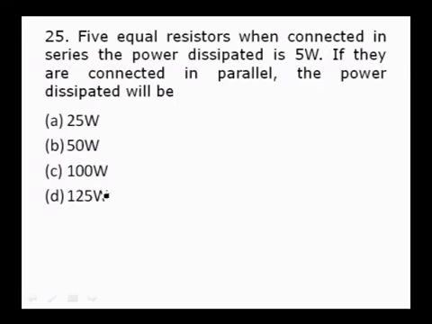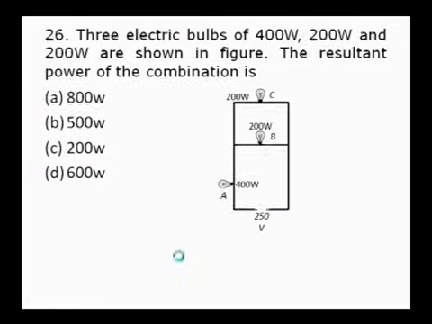Therefore, for this the correct option is D, 125 watt. Question number 26. Three electrical bulbs of 400 watt, 200 watt and 200 watt are shown in the figure. The resultant power of the combination is?